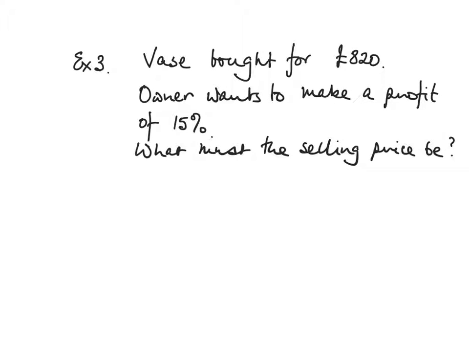Example 3, a slightly different take on the profit and loss. So, a vase bought for £820, the owner wants to make a profit of 15%. What must the selling price be? Well, it's reasonably straightforward. What we want to do is to find 15% of £820.